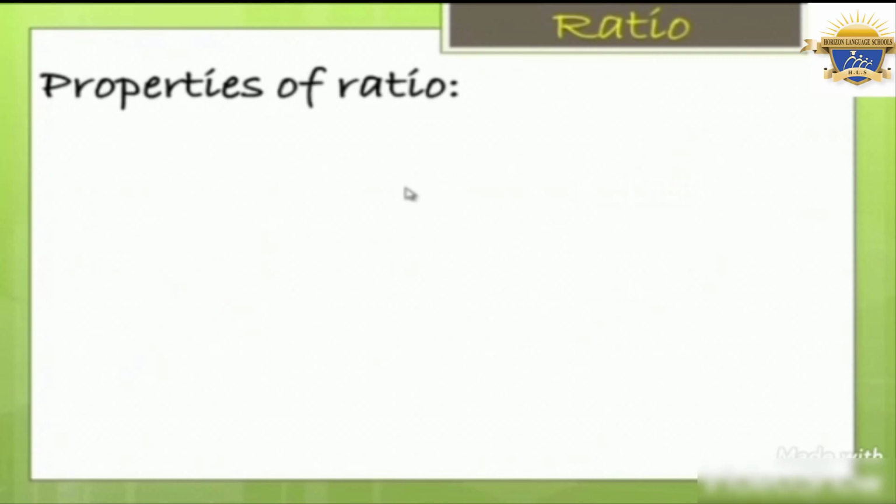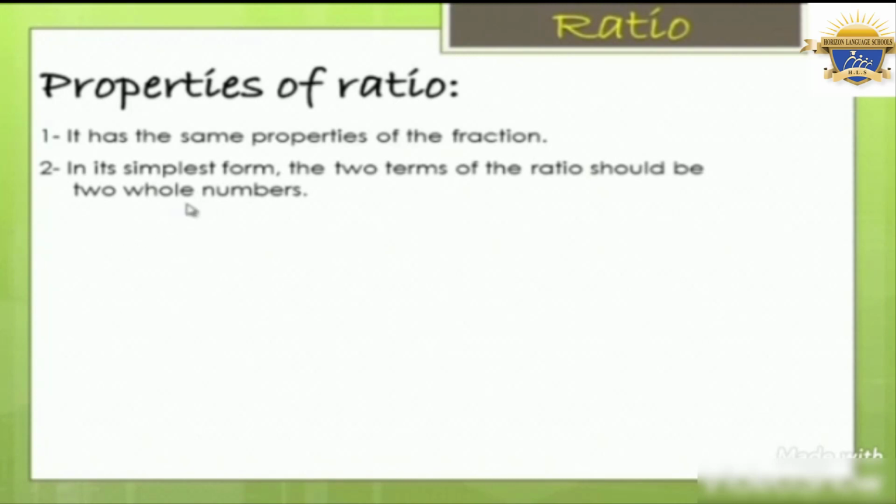Second, properties of ratio. First property: it has the same properties of the fraction, like addition, subtraction, simplifying, and comparison. Second, in its simplest form, the two terms of the ratio should be two whole numbers, not fractions or decimals, so we have to convert them to whole numbers.